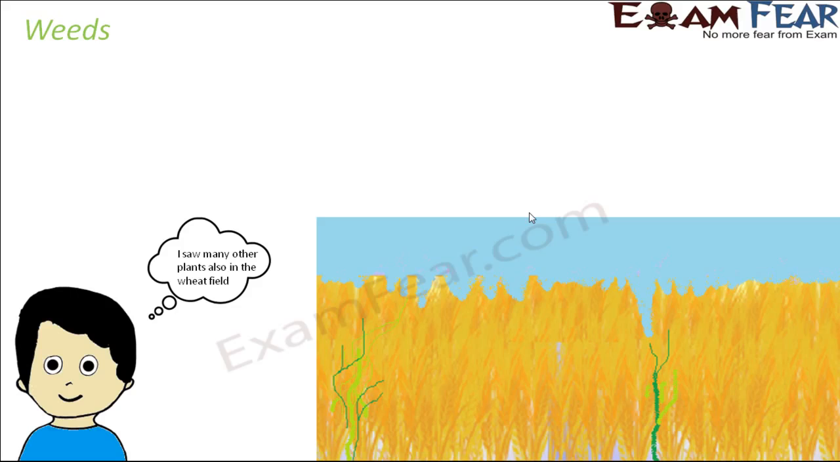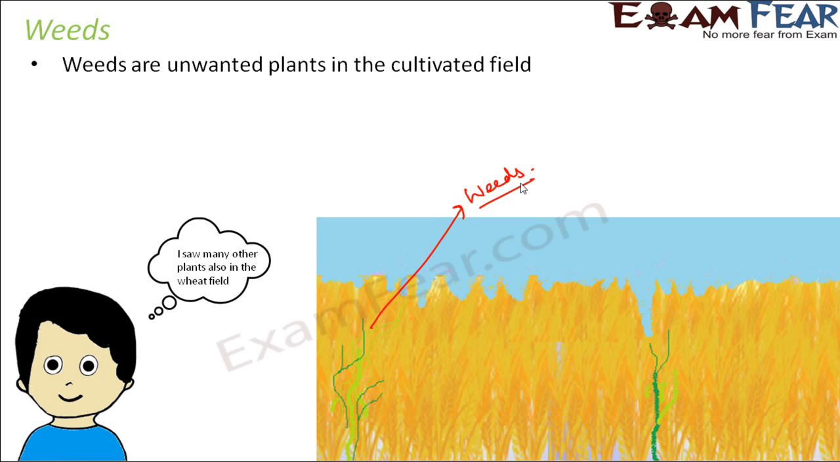So if you have your wheat field, the field should only have the wheat plants, but that is not the case, and that is how crop cultivation is done. If you want to cultivate wheat, the entire field is full of wheat. But in between those wheat plants, you have some unwanted plants, like here you can see. These unwanted plants are the weeds, and we do not want them to be there. So weeds are unwanted plants in the cultivated field.